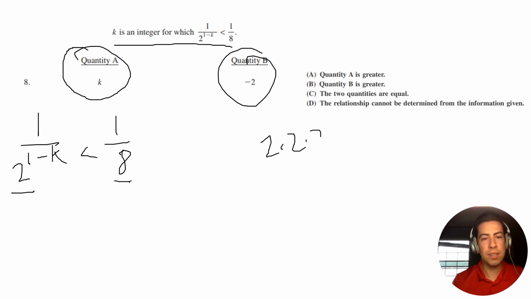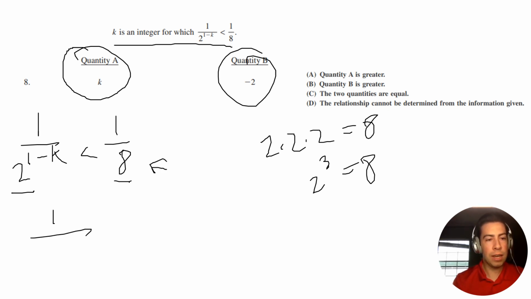So we know that 2 times 2 times 2 equals 8. So that means that 2 to the third equals 8. So what I'm going to do is rewrite this. I'm going to have 1 divided by 2 to the 1 minus k power is less than 1 divided by 2 to the third power.